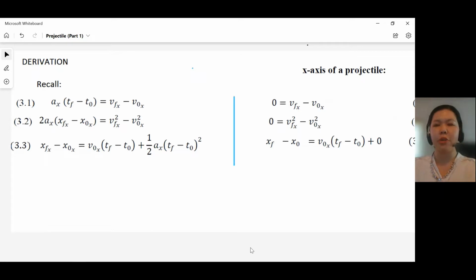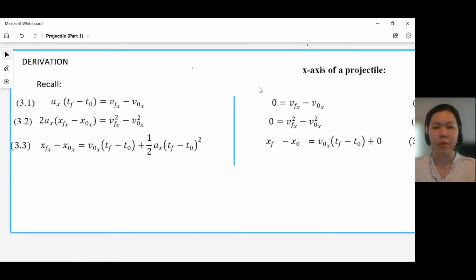We will now derive the equations of motion along the x-axis, which is our horizontal, of a projectile. We will do this by recalling the equations of motion of an object moving with constant acceleration along the x-axis. We have presented those explicitly in our previous lessons. Here we will be placing the subscript x on all the variables to give emphasis to the direction of motion along the x-axis. We do this because projectile motion is a two-dimensional motion in the x and y axes. So here we recall equations 3.1, 3.2, and 3.3.